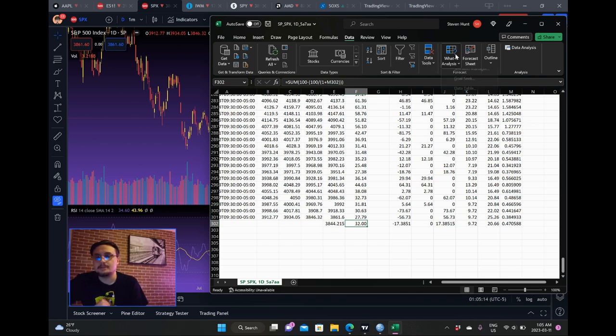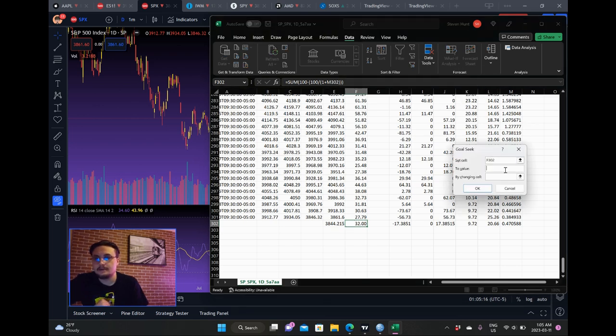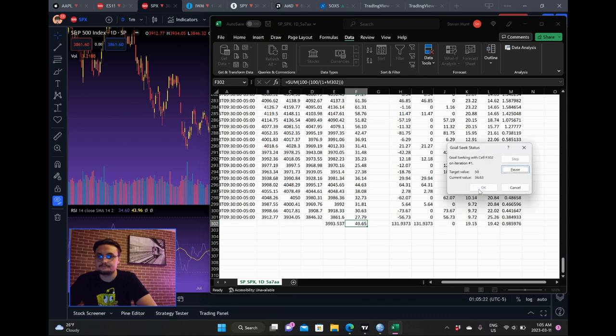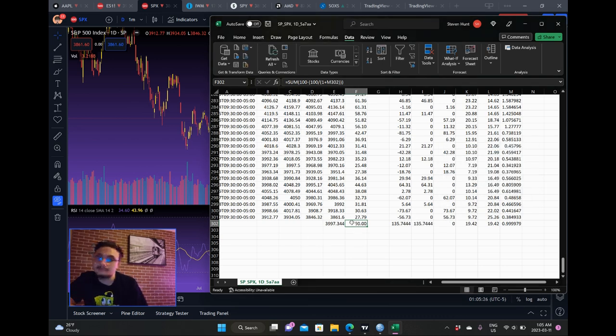So let's do a little bit higher. What if it comes back up to 50 by changing the close price? All right, so now we're getting somewhere. If the RSI were to come back up to 50, that would finally be above our previous close price, okay?